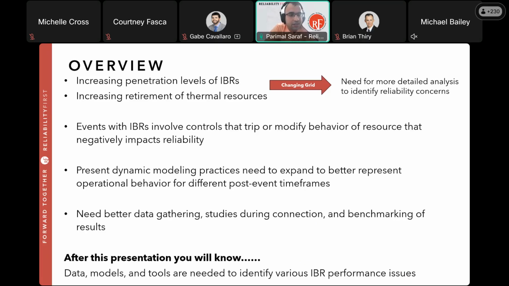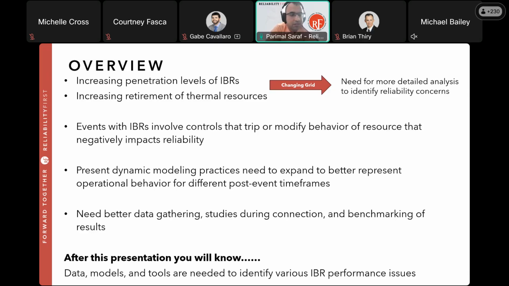In today's presentation, I'm going to talk about a number of recent IBR disturbance events that involve control malfunctioning or protection malfunctioning, resulting in trips and a lot of megawatt loss. I'm also going to talk about dynamic modeling practices, in terms of how we are modeling IBRs currently in our dynamic studies, and what software platforms are being used to perform these studies.